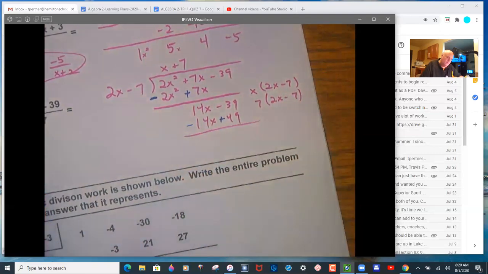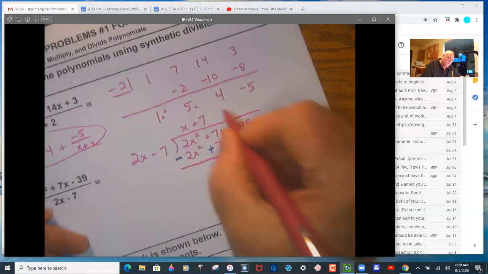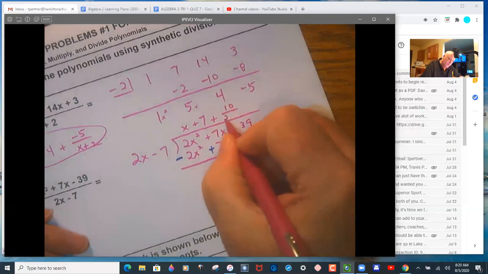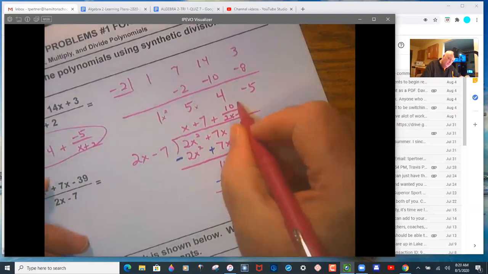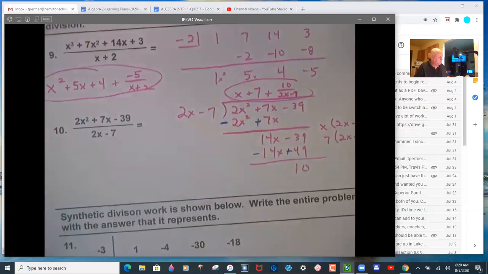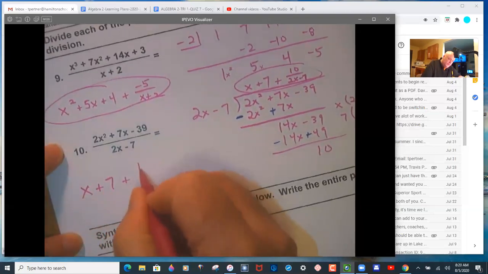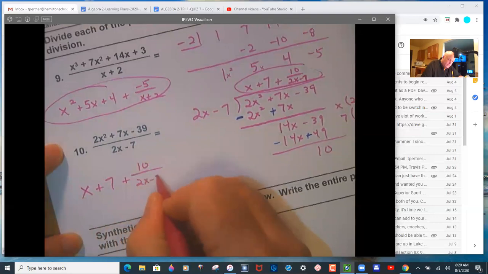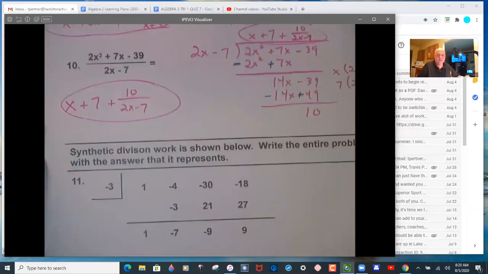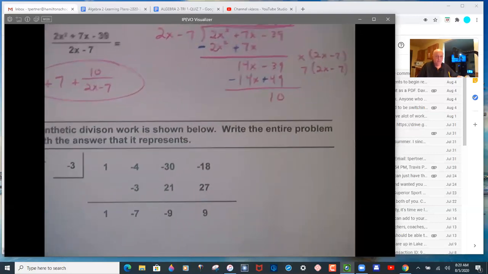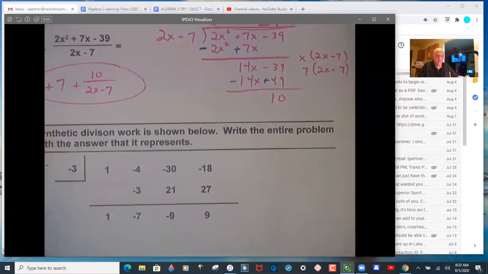So we have a remainder of 10, plus 10 over 2x minus 7. You can always long divide. It never will go wrong as long as you do all of this work correctly and you draw the line, change the sign, and add.